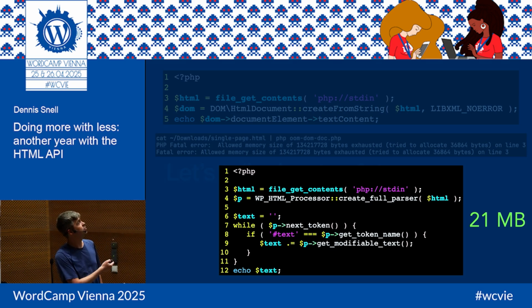Because if we wanted to do something like count the words or count how long the text content is, 4 megabytes of this is just the actual string that we're constructing. So 17 megabytes is spent, 12 of which is the document. We did this whole thing in 5 megabytes of RAM.